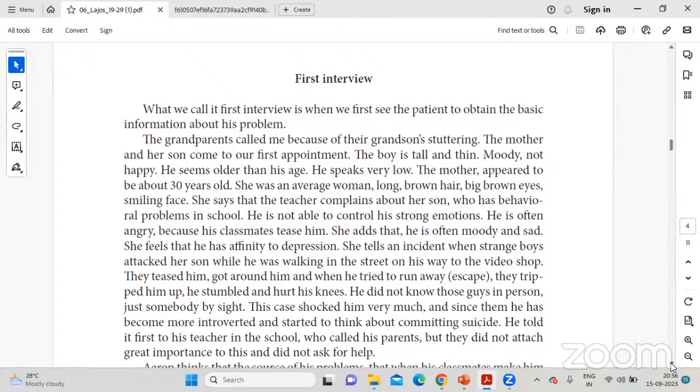So the grandparents called me. The researcher is reporting that the grandparents called because of their grandson's stuttering. The mother and her son come to our first appointment. Then there is a description of the boy, a description of the mother, and what the mother told.